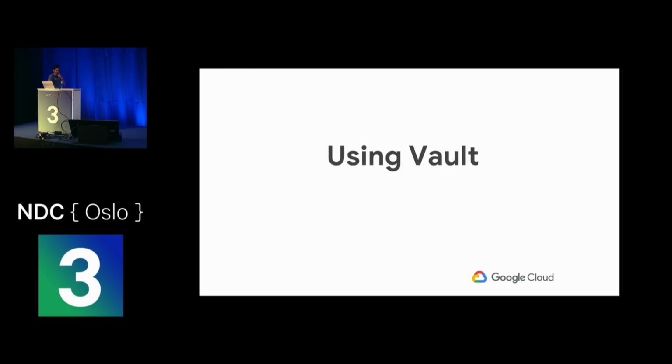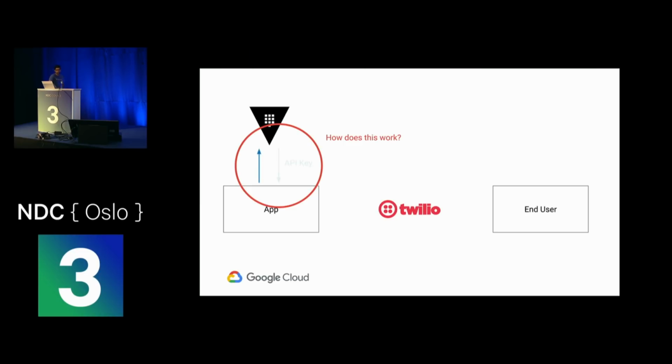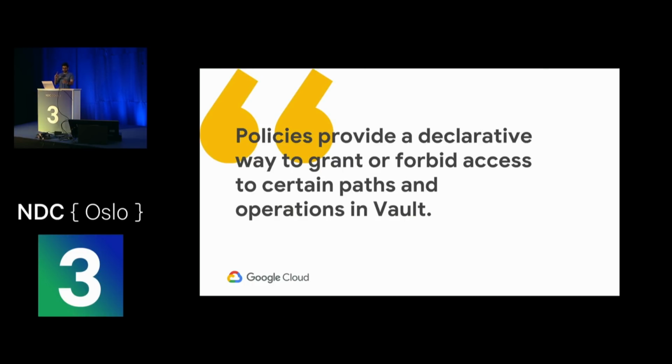OK, so speaking of accounts and logging into Vault, let's talk about how you actually use it, right? We didn't really talk about how this part of it works. I still had to talk to Vault to get that API key back, and if I can't do that securely, well, that's pretty much useless, right? So the first thing to think about are something called policies. Policies are kind of like ACLs. They provide a declarative way to grant or forbid access to certain paths and operations in Vault. Pretty straightforward what they do.